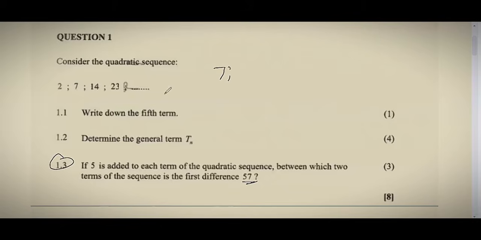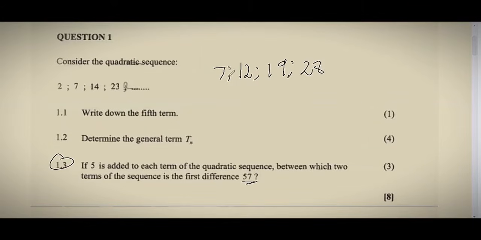The first term now will be 7. And then if we say 7 plus 5, the second term will be 12. And then if we say 14 plus 5, the third term will be 19. Then the fourth term, 23 plus 5, that will be 28, right? So I want you to observe something here.